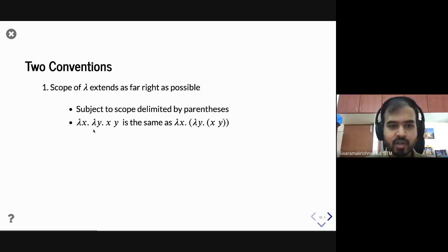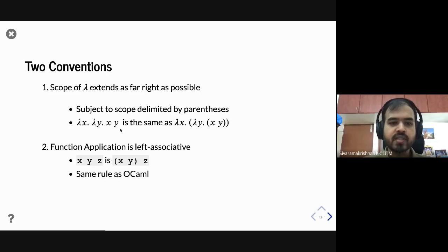But the point is, if you keep two conventions, you can at least parse the terms. You can understand what the terms are before understanding what they do. The first convention is, again, start a bracket just after lambda, and the scope extends as far as possible to the right. And the second convention is, if you have a term xyz, then this is application, right?